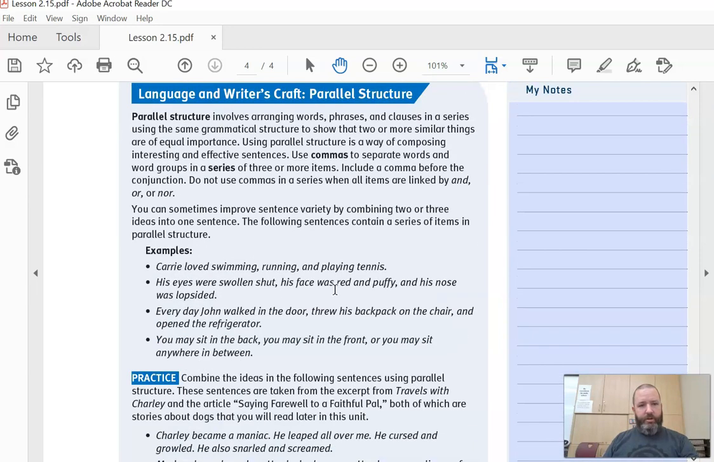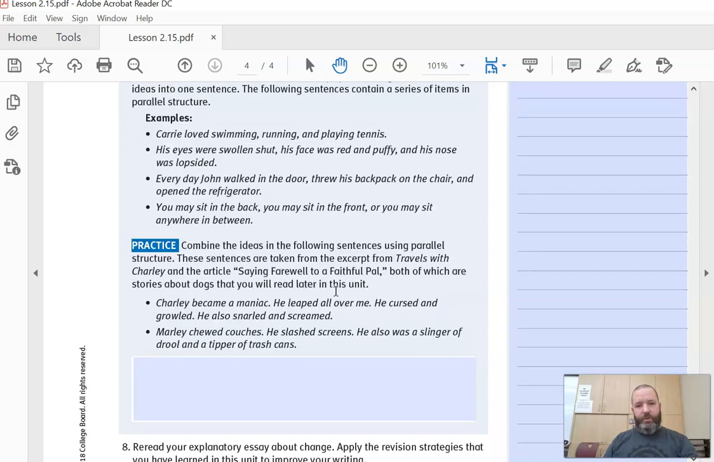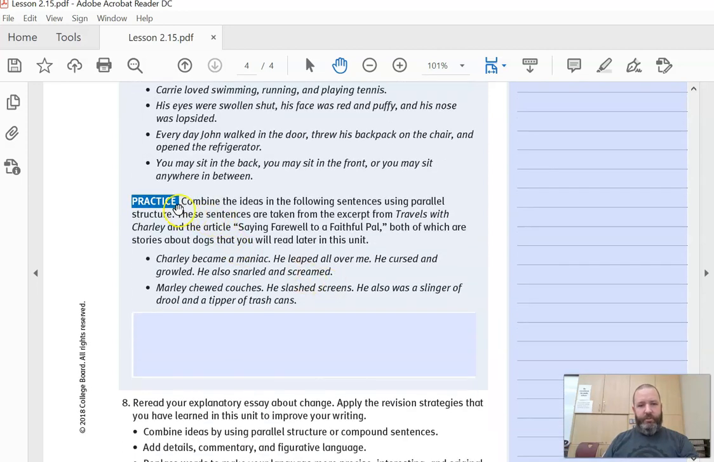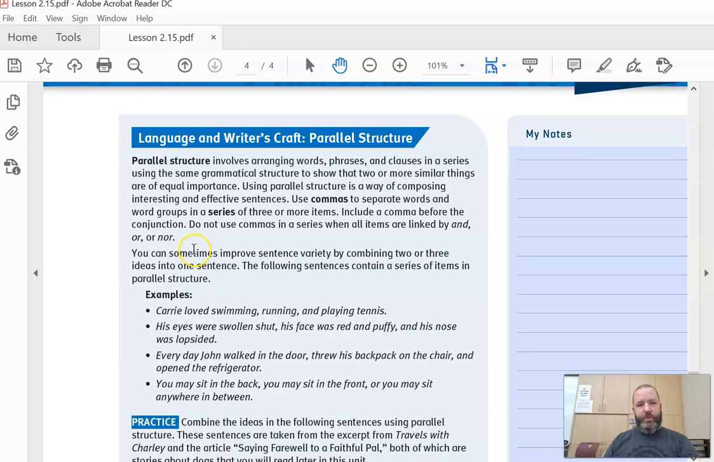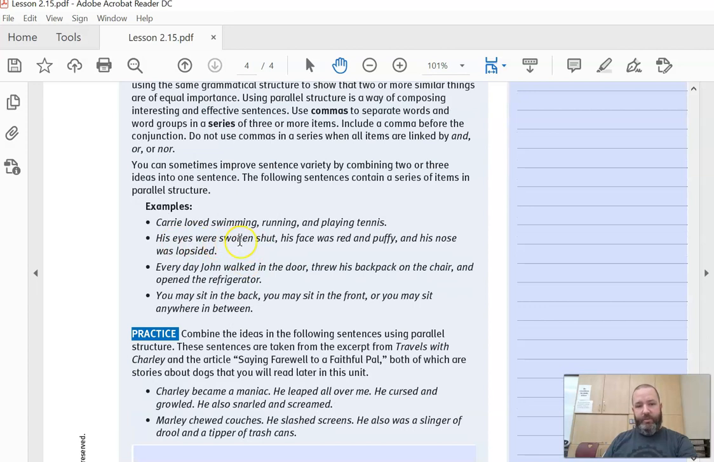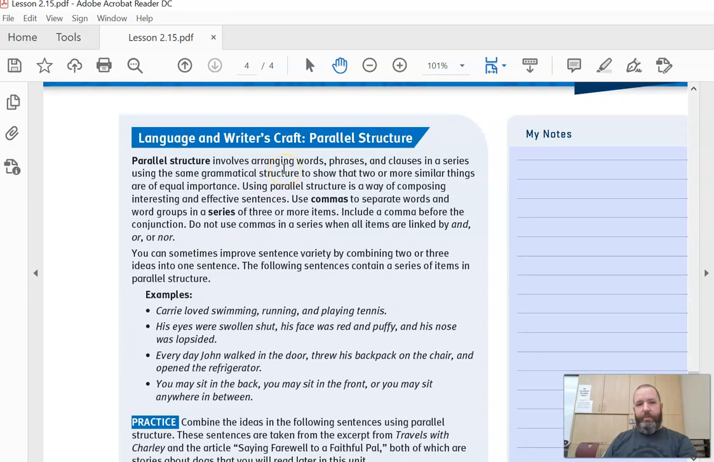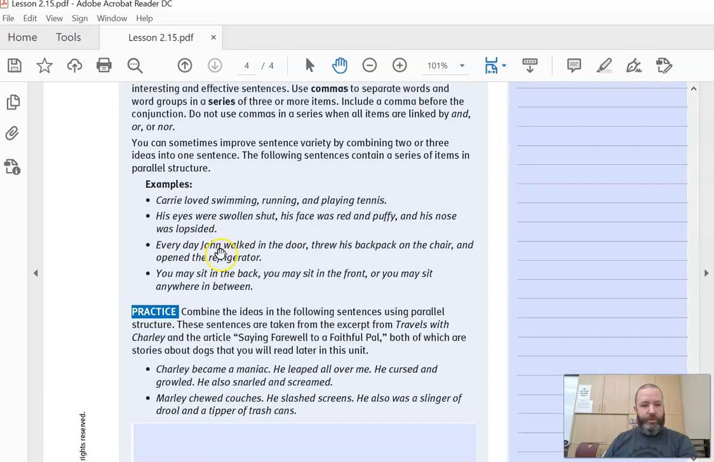You can read through this in the parallel structure. Just be introduced to it. If you don't totally understand it, that's okay. But it says what a parallel structure is going to be is just a different form of combining 2 or 3 sentence ideas into one sentence. So it's like a complex sentence. So here's an example: Carrie loves swimming, running, and playing tennis. Instead of saying Carrie loves swimming, Carrie loves running, and Carrie loves playing tennis, you're combining them into one sentence. So these are all examples of that. It's just a fancy grammar piece here that they want to introduce you to so you understand. You already write in parallel structure, you just didn't know what it was called.